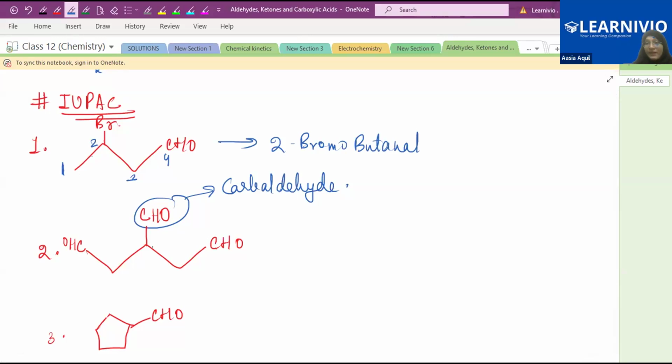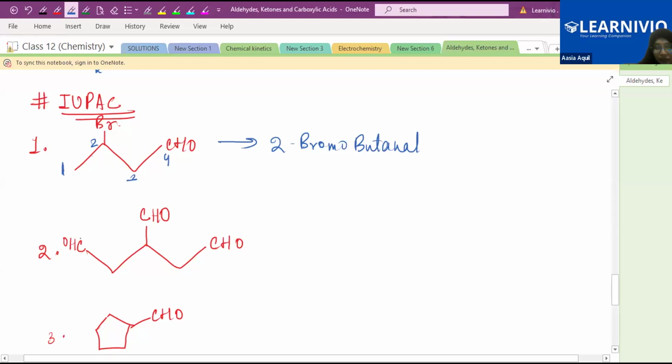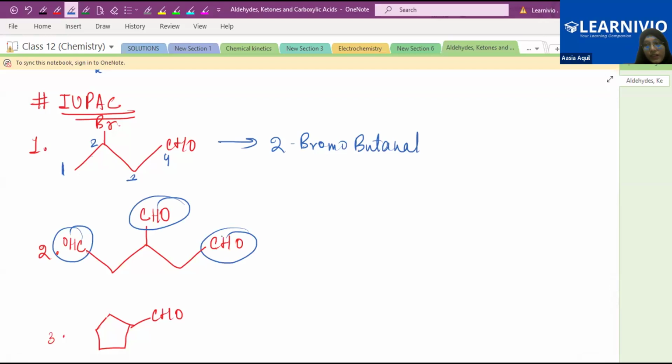So how will you write the name? Carbaldehyde you have to use, al you also have to use. Okay, so that's how you can't name like this. For this type of question, just remember, you will not include a single carbon in a parent chain. This CHO group and this CHO group, you will treat all of the aldehyde groups similarly, as substituents. You will not take any of the carbon in the parent chain.